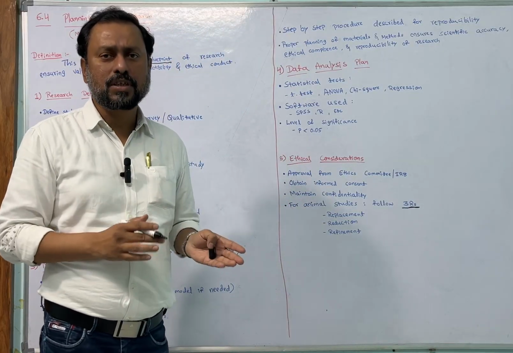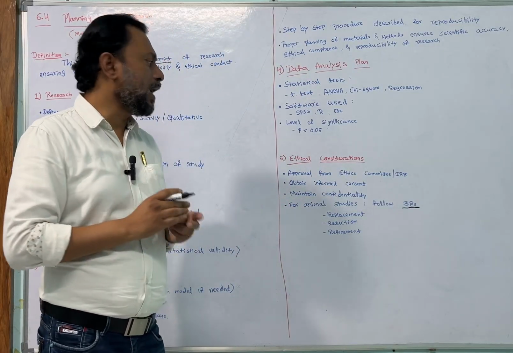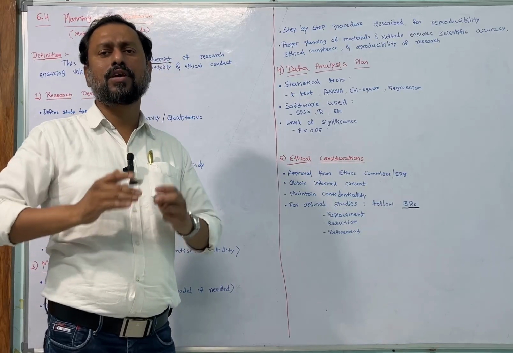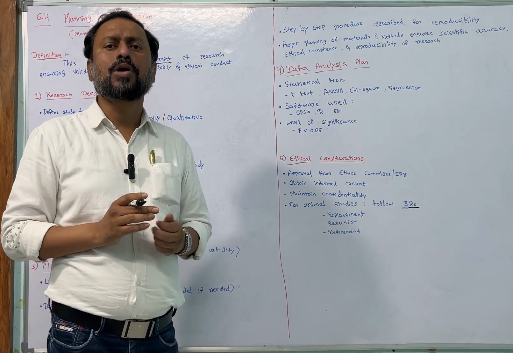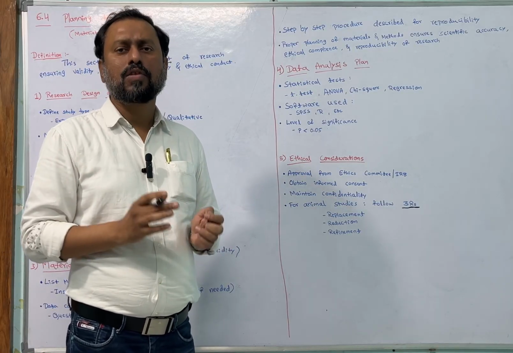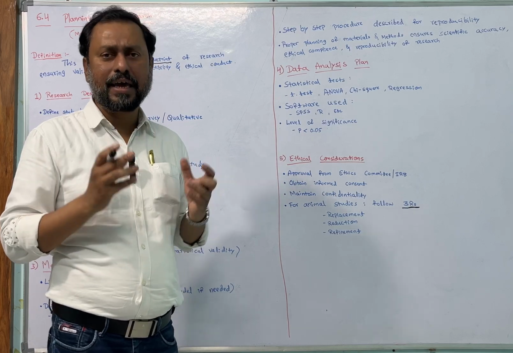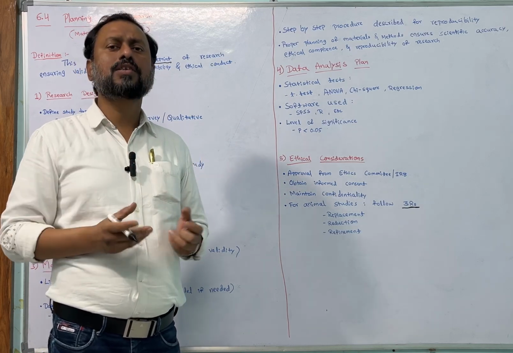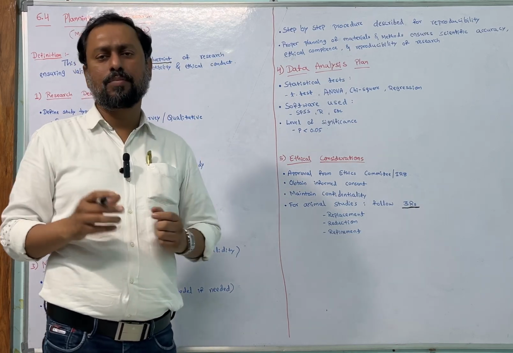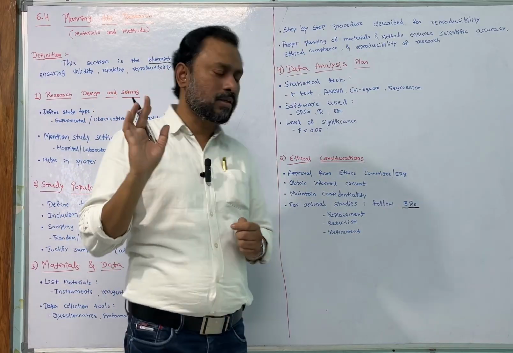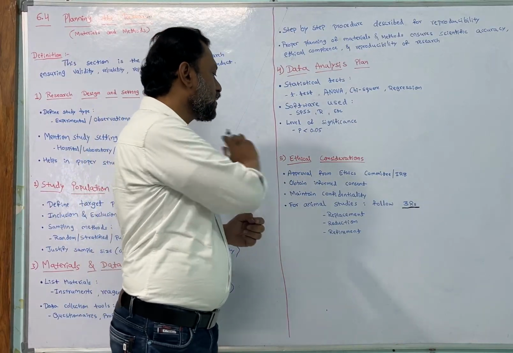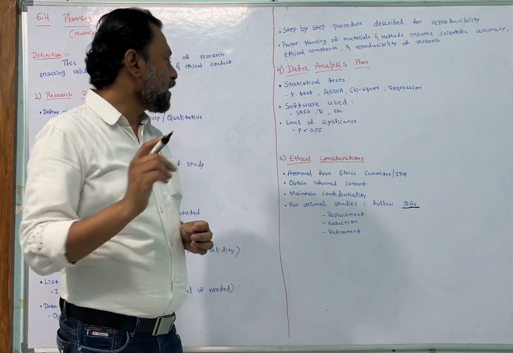The next one is the fifth or last step, the ethical consideration. Why are we using ethical consideration? Because of the safety of the participants as well as the animals. What things we use, that also you have to mention while planning the research. The fifth one is the ethical considerations.